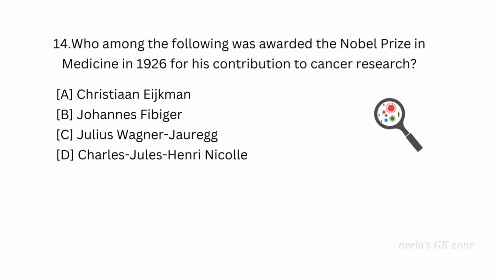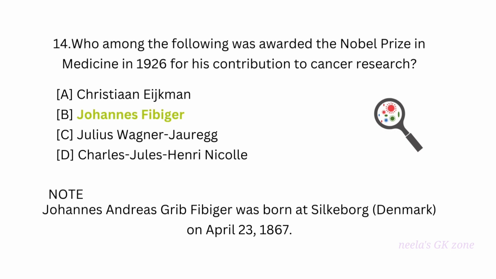And the next question: who among the following was awarded the Nobel Prize in Medicine in 1926 for his contribution to cancer research? Options are Christiaan Eijkman, Johannes Fibiger, Julius Wagner-Jauregg, Charles Jules Henri Nicolle. And the answer is Johannes Fibiger. Johannes Andreas Grib Fibiger was born at Silkeborg, Denmark on April 26, 1867. The notes will also help you.